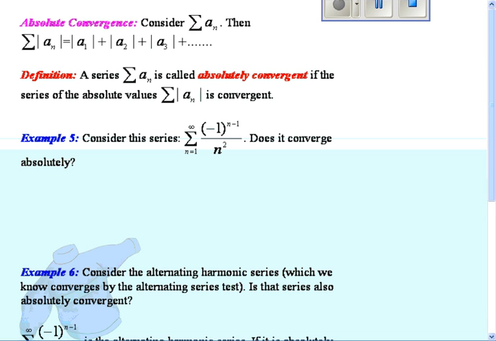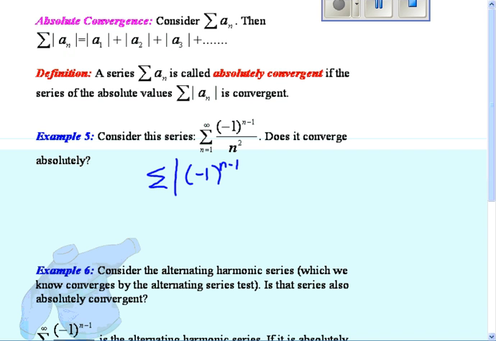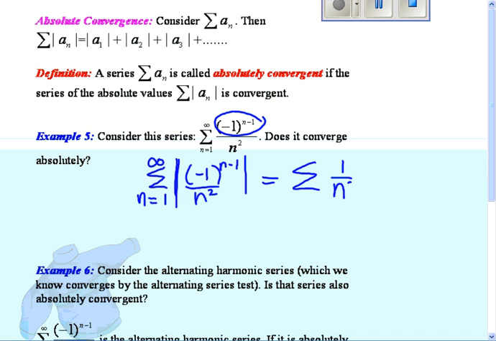Okay. Now, I can say that my series is absolutely convergent if I can take the absolute value of the sequence and have that converge. So here's an example. I have this series, which is alternating in sign. Does it converge absolutely? It converges absolutely if I take the absolute value of this, -1 to the n minus 1 over n squared. And what does the absolute value do to this problem? Makes everything positive. So it's like not having this here. Does this converge? Yes, because of the p-series.